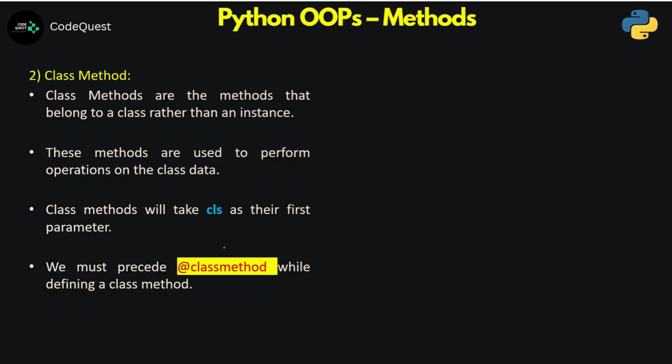So two things we need to look after. One is your class method decorator at the top. At the same time, the method must be taking the first argument as CLS. So let's see the syntax here. We start with @ followed by classmethod. All these letters are in lowercase only and there is no gap between class and method.